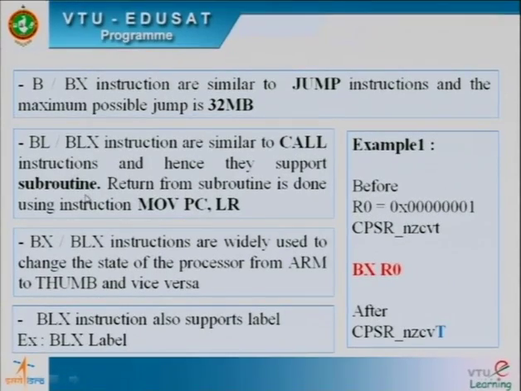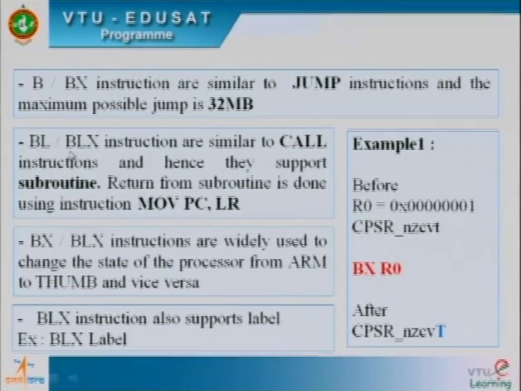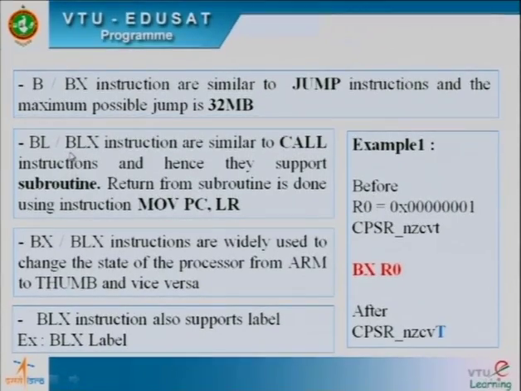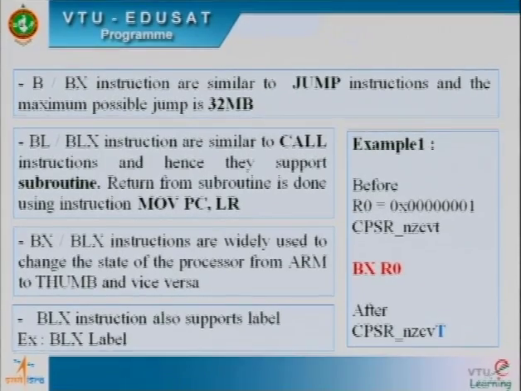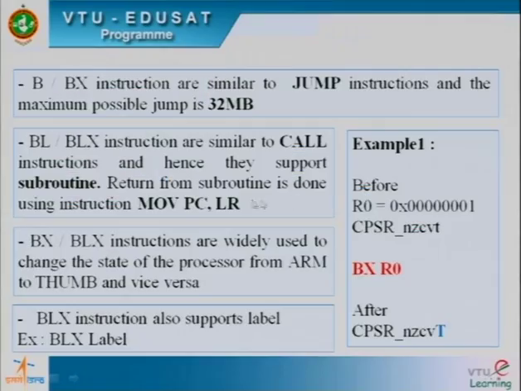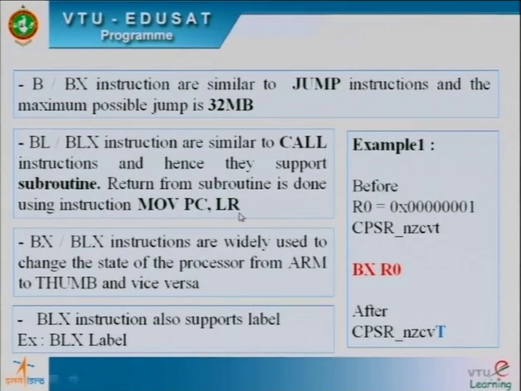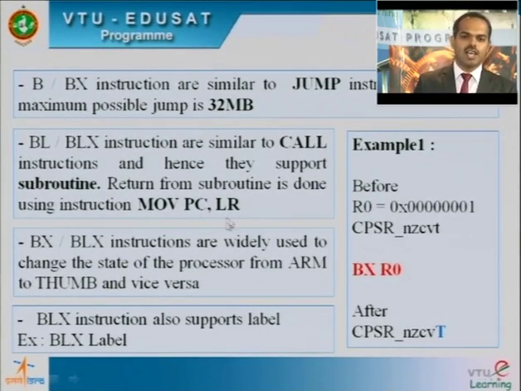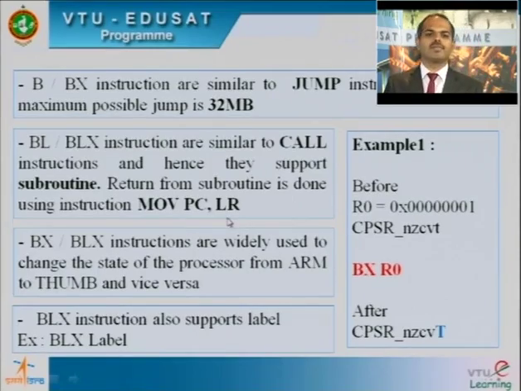Subroutine is a function in assembly. Once we have BL and BLX and we have branched from the main program to the subroutine, we have to return from the subroutine to the point where we left the main program. How do we do that? Return from the subroutine is done using the instruction MOV PC, LR. There is no specific return instruction in ARM processors.